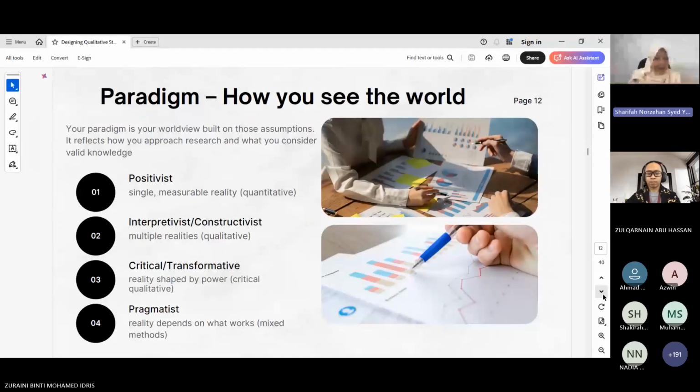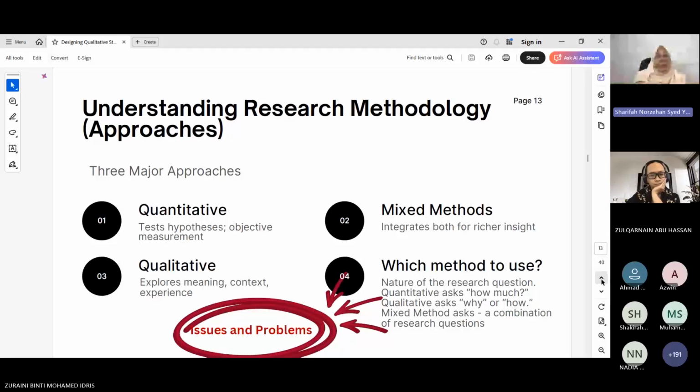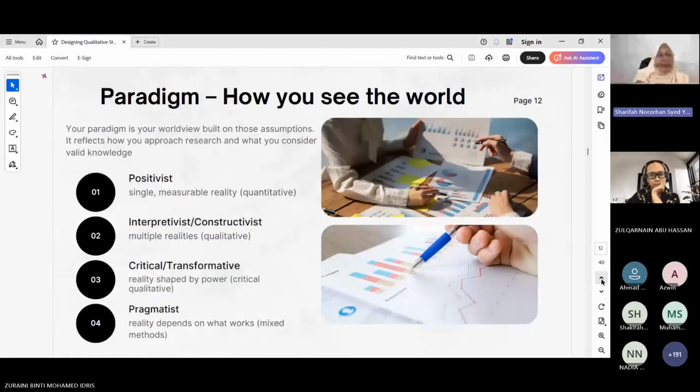Okay, your next slide is about a paradigm, how you see the world. It's your worldview. But if you are doing studies on Islamic studies, you will have another Islamic worldview, yeah? How you see the world through the lens of what? Maqasid Syariah or whatever other lens that you have in Islamic studies.